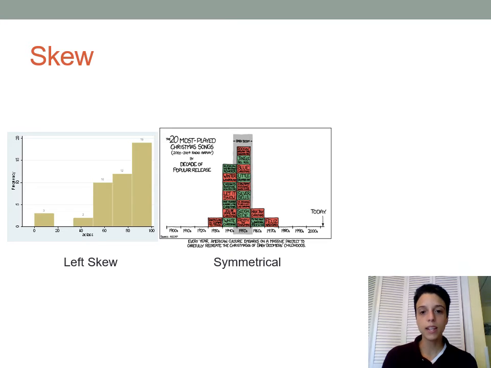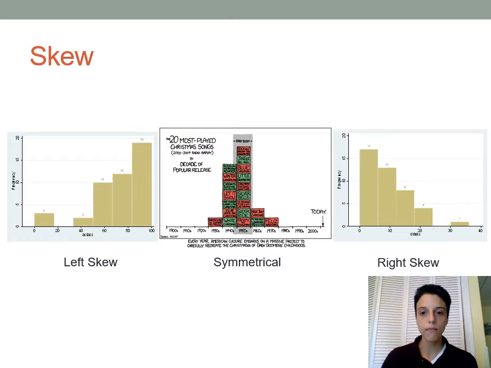The Christmas songs data is relatively symmetrical. Most of our Christmas songs are concentrated in the middle of the graph with roughly the same number of songs on either side of those big bars. Finally, the question asking about the total number of drinks you've had in one night is right skewed because most of our data is clumped on the left side of the graph and we have a longer tail going out towards the right.